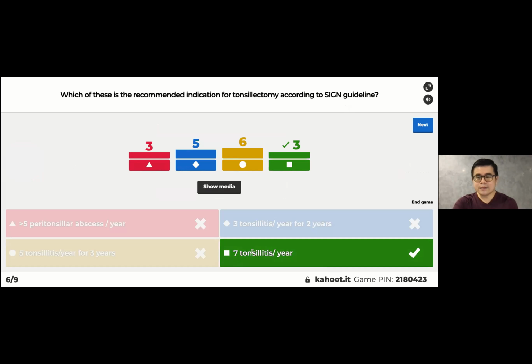So usually it's 7 times a year or 5 times over 2 years, or 3 tonsillitis per year for 3 years consecutively, or usually 2 peritonsillar abscess in total. So if you've already had 2 quinzies, then you should get your tonsils removed. Okay.